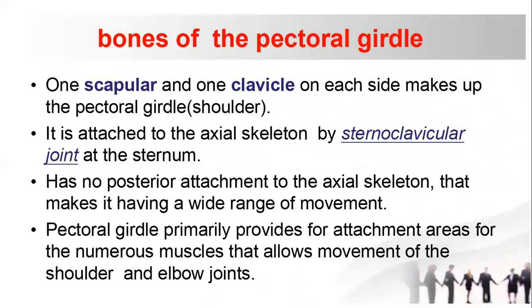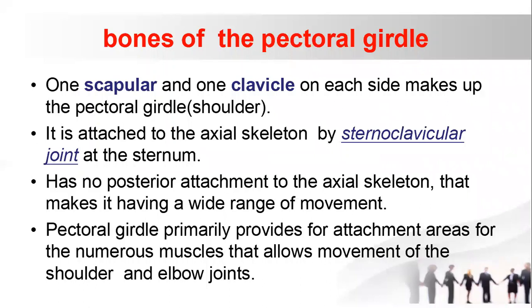For bones of the upper extremity, we'll start with the bones of the pectoral girdle. One scapula and one clavicle on each side makes up the pectoral girdle, which is also known as the shoulder. It's attached to the axial skeleton by the sternoclavicular joint at the sternum. This is the anterior attachment of the pectoral girdle to the axial skeleton.